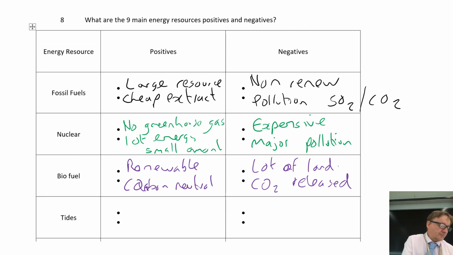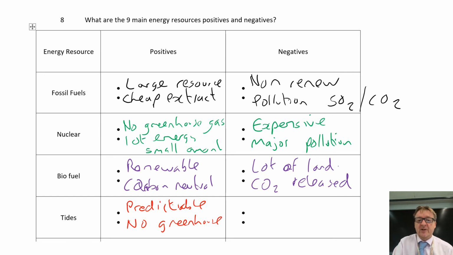Tides. The positives about tides are they are predictable. They also produce no greenhouse gases. We know when the tide's going to come in, and we know when the tide's going to go out. The negatives are that to actually set one up is expensive, and it can also alter habitats.